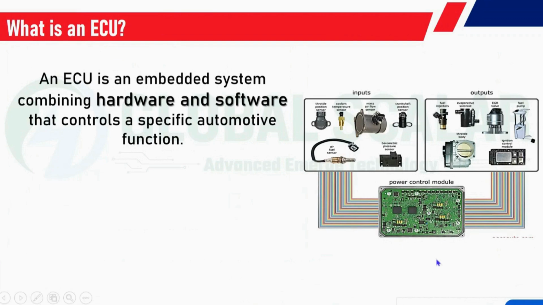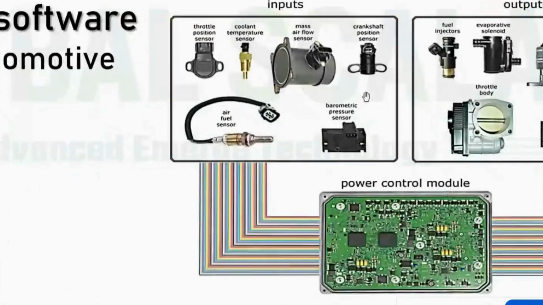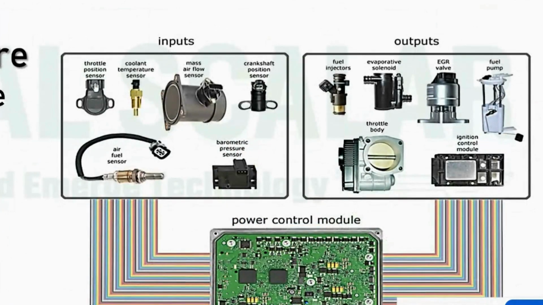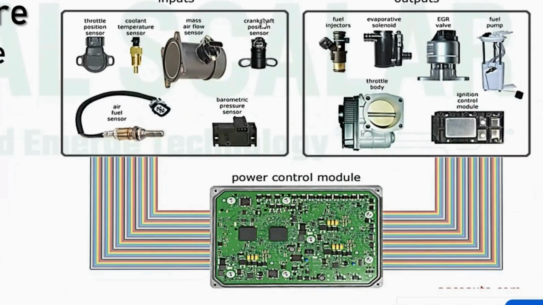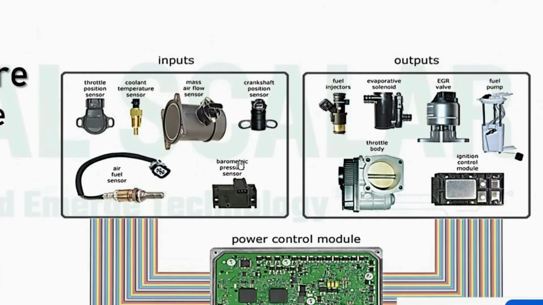So in the block diagram, if you see here, we have the inputs: the throttle position sensor, coolant temperature sensor, mass airflow sensor, crankshaft position sensor, air fuel sensor, and barometric sensor. Those are the inputs that we are providing to the ECU, and the ECU will respond.